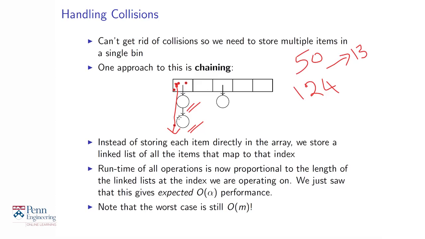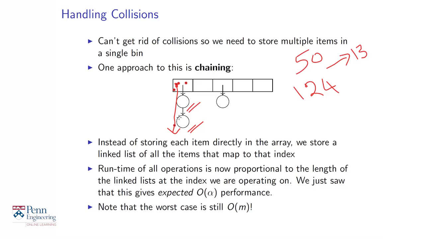Now, in expectation, the number of elements that hash to one location is the load factor alpha. So we expect the linked list to be about alpha long. So find and delete should take order alpha time, and inserts too should take order alpha time if you insert at the end. So the worst case can be really bad here.